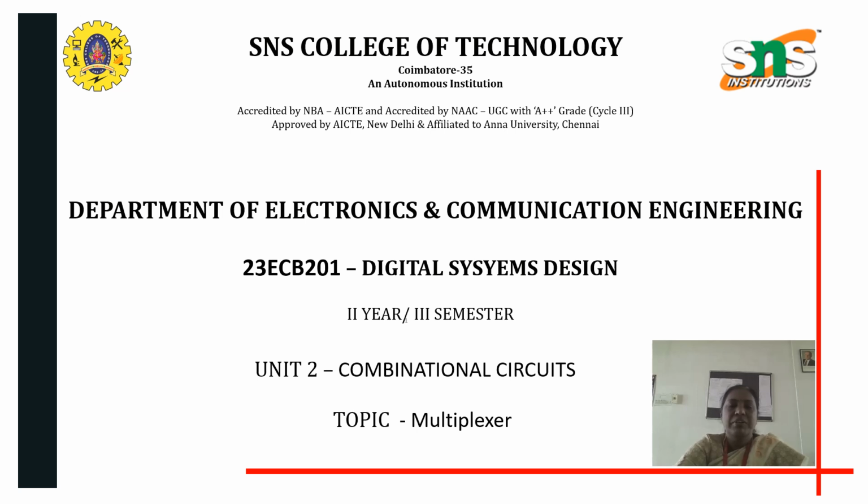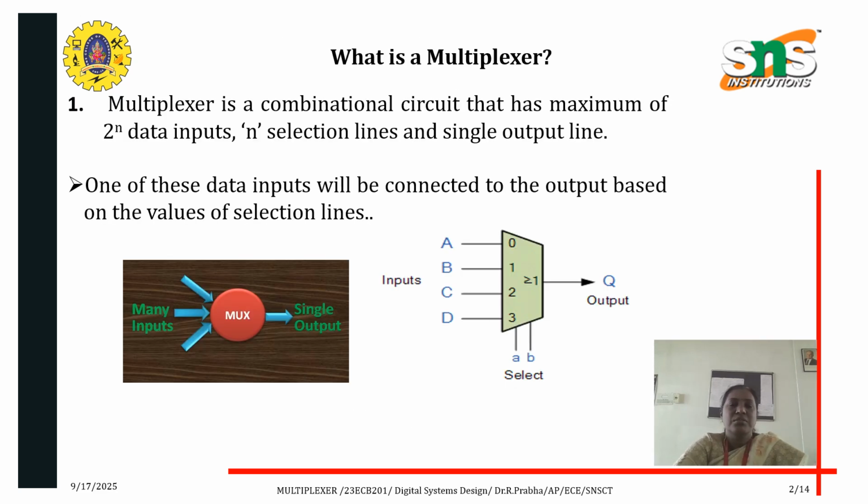In this video, we will discuss the topic on multiplexer for the course Digital Systems Design. So, a multiplexer is a combinational circuit that has a maximum of 2 power n data inputs, n selection lines, and a single output line. And one of these data inputs will be connected to the output based on the values of the selection lines. The simplest case of the multiplexer circuit is given in the diagram.